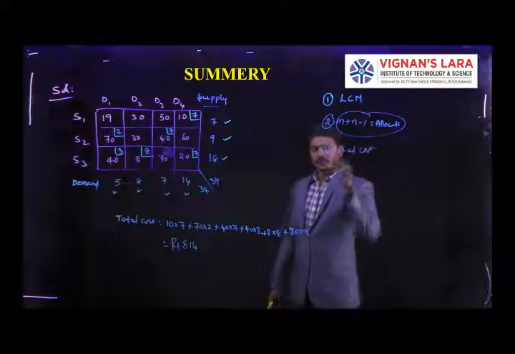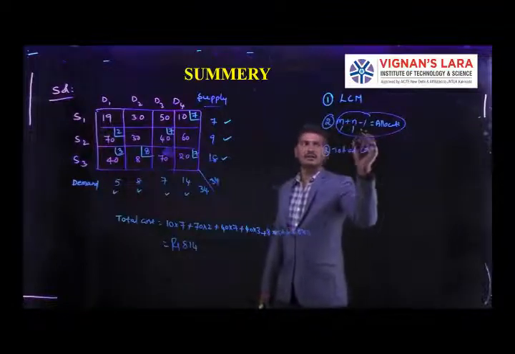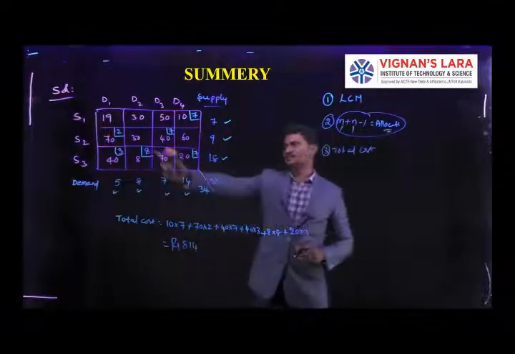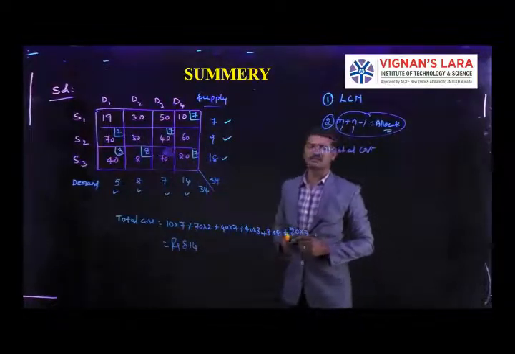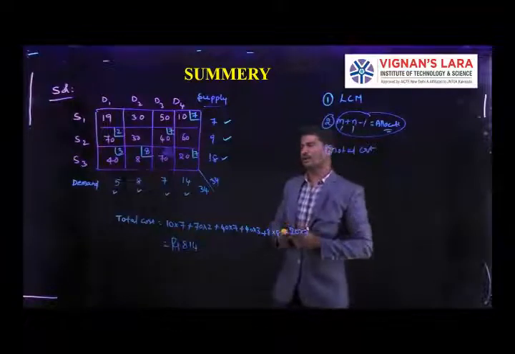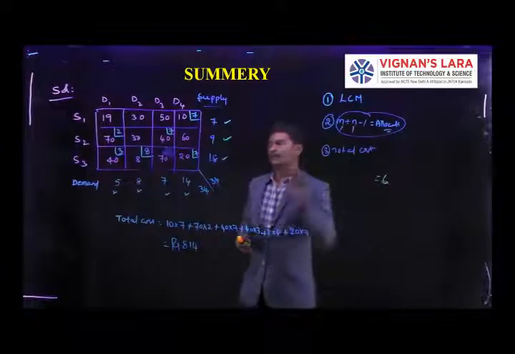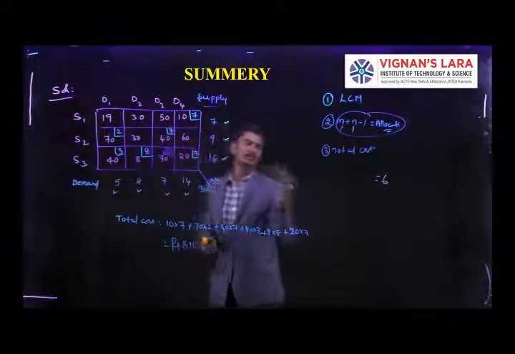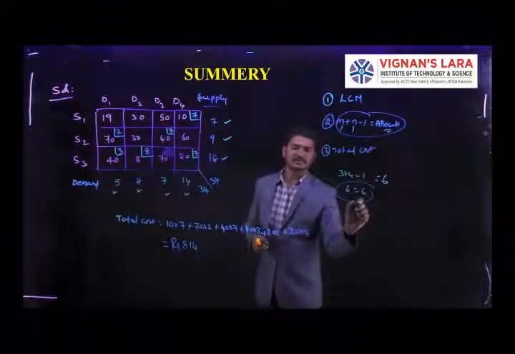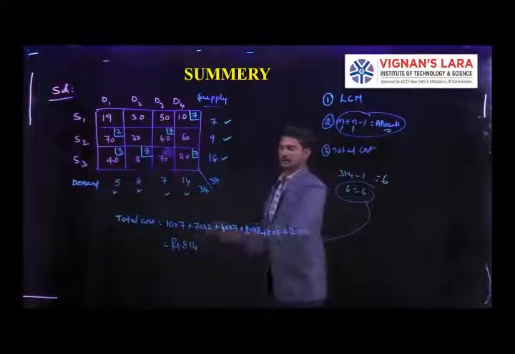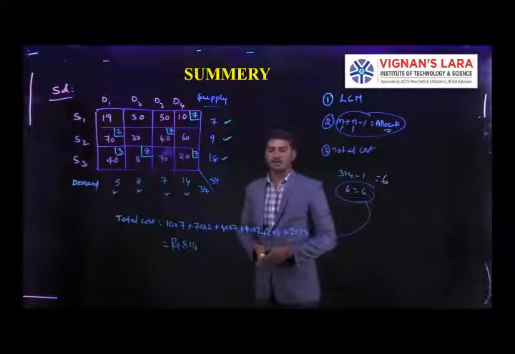Here what is the m? Here m is the number of rows and n is the number of columns, and m plus n minus 1 is equal to allocations. Allocations means the bracket values, the number of units we have allocated at each station, that is called the allocation. Here we have 6 allocations in total. How many rows are there? 3. How many columns are there? 4. 3 plus 4 minus 1 is equal to 6. It is satisfied. After satisfying this, we are calculating the total cost. Total cost is equal to 814 rupees. Okay. Thank you.